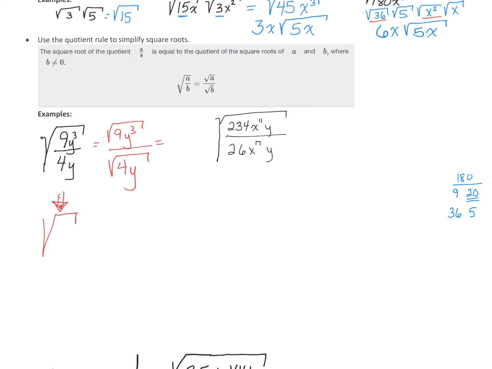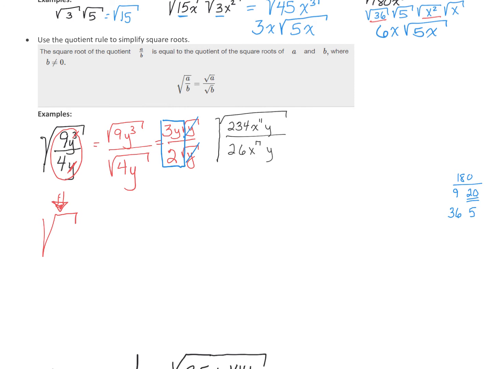In this case, I'm going to get 9. Square root of 9 is 3. Square root of y squared will give me y with 1 left over. Square root of 4 is 2 and 1 left over. And then I can see here that I can reduce by a factor of root y, and we get 3y over 2.